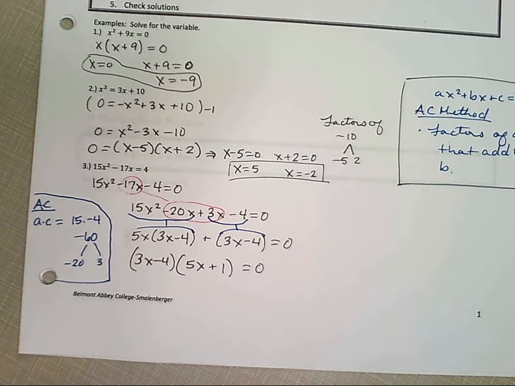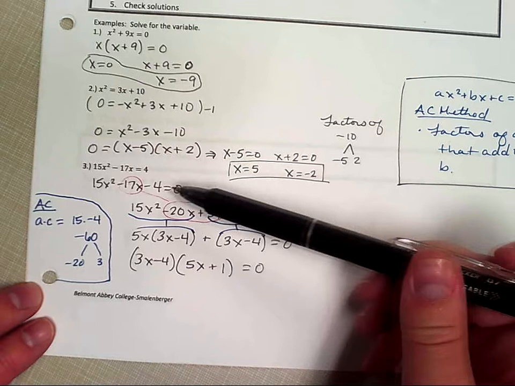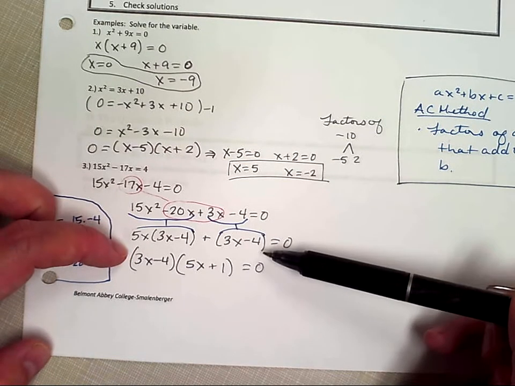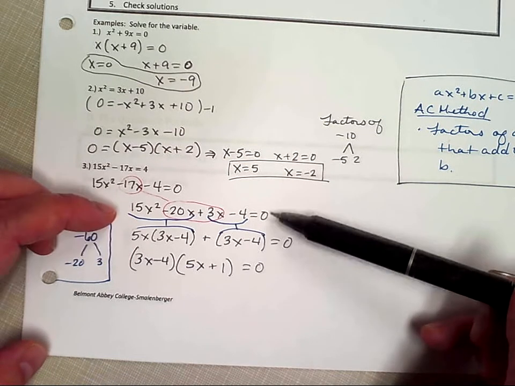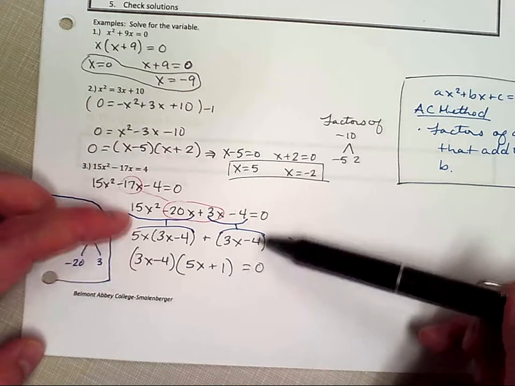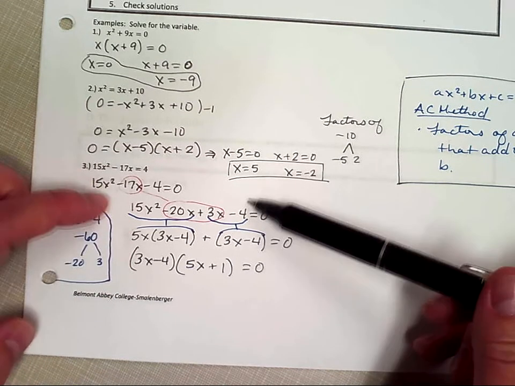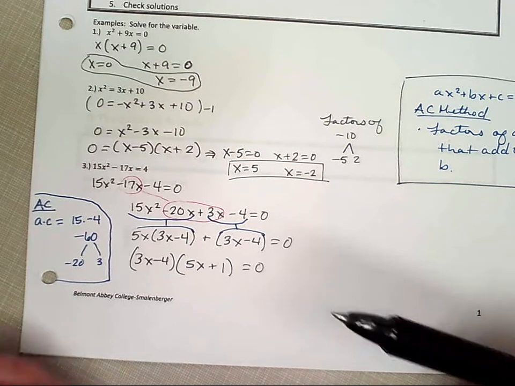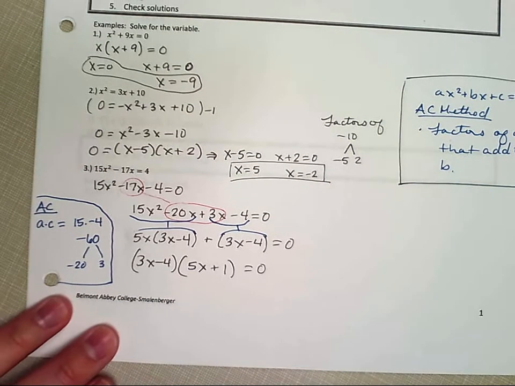So this is the AC method right here, and then from here down it's called factoring by grouping. So if you need more practice with that, you can Google factor by grouping. If you need more practice with the above, you can Google the AC method, or you can come to my office hours, of course, or tutoring, or whatever. Okay, so now I've factored, right?